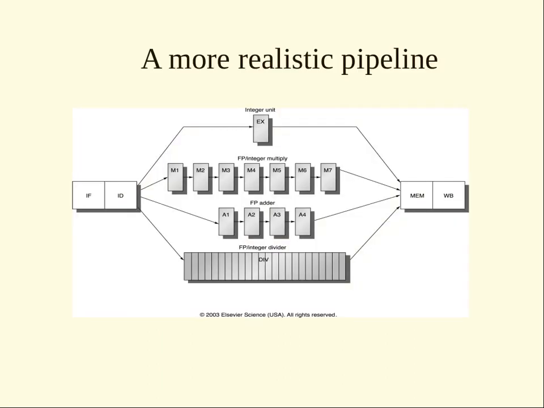So a more realistic pipeline, or more likely what it looks like, and nowadays pretty much every processor does something similar to this, unless it's a really small embedded chip. You still have your instruction fetch and your instruction decode, but after that, it sends it out to whatever functional units you might have. For example, if you're doing an integer, it just goes to an integer unit. If you're going to a floating point, it will go to a floating point unit, which of course takes multiple stages to complete. You got an adder, and then you have a divider as well. And then it reassembles back to memory and write back.